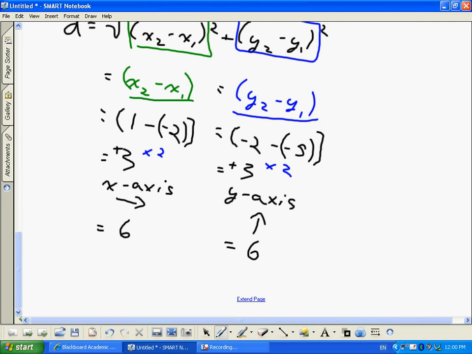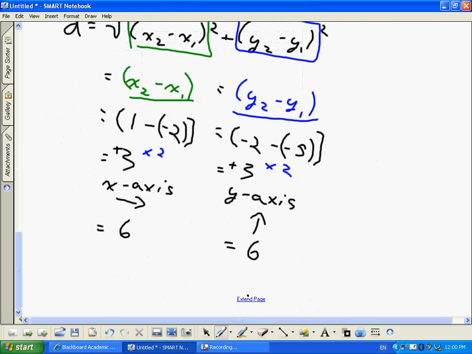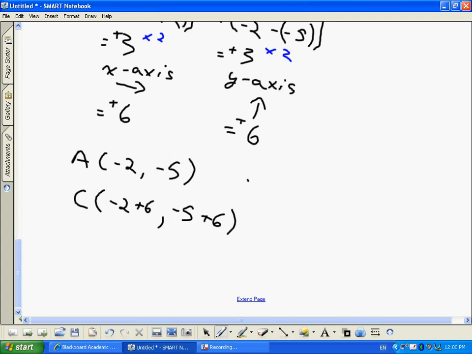From what? From A. What's coordinate A? Coordinate A is -2, -5. So we take our coordinate A, -2 and -5, and I add those to it. This is +6 and +6. So my new coordinate of C is going to be -2 plus 6, -5 plus 6. Our new coordinate of C is 4 and 1.